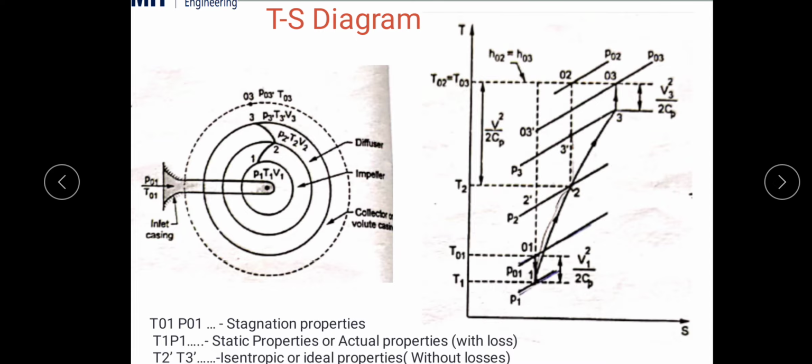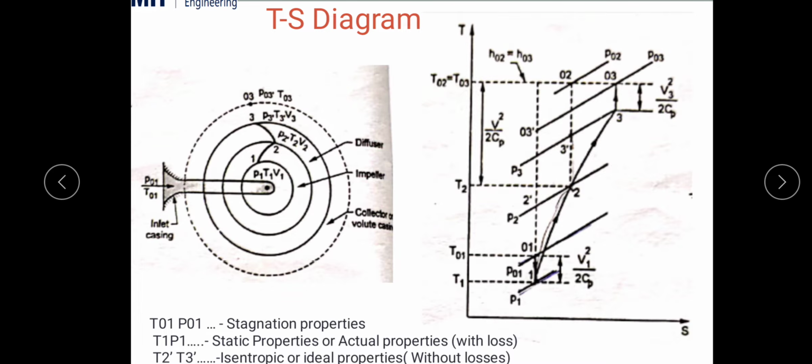in the ideal case without losses, the entropy will be constant. So the pressure first increases from 2 to 3 dash. Why 3 dash? It's an ideal process. The actual 3 is the actual outlet of the diffuser, and this 3 dash is the ideal or isentropic outlet of the diffuser, considering no losses.